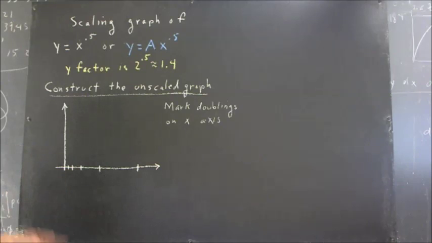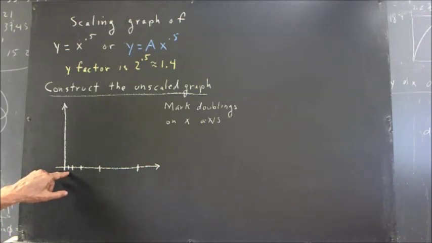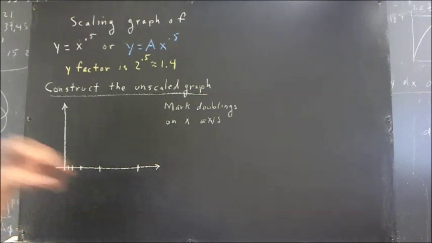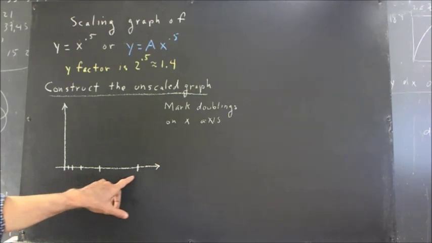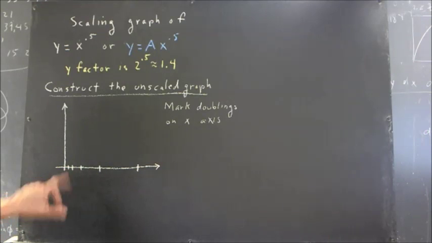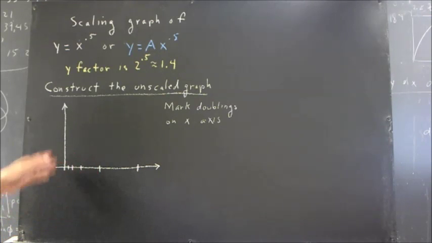There are two ways to do that. We can choose an initial marking, and then we simply double the distance of that marking from the origin and make another mark, double that distance, double that distance, double that distance. This should be familiar. Or we can start out here and cut these distances in half, each time going twice as close to the origin.